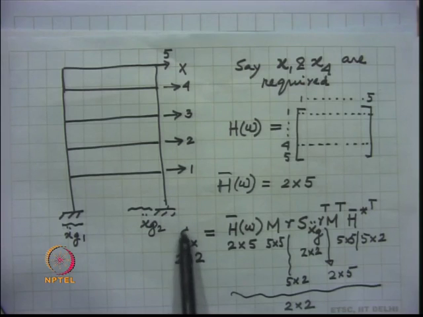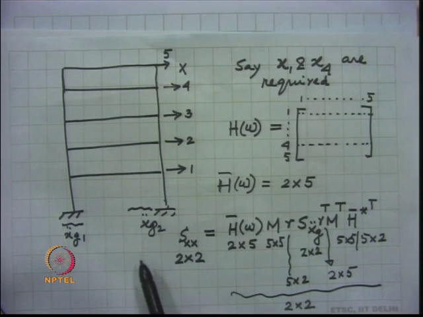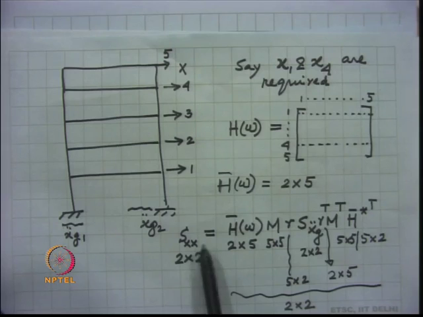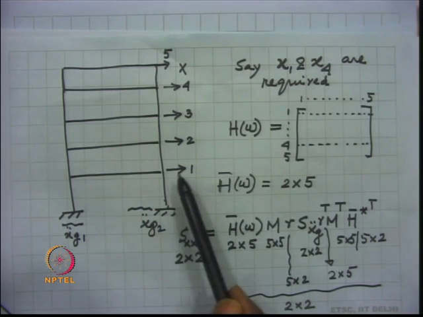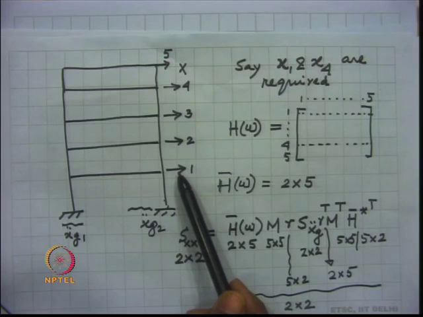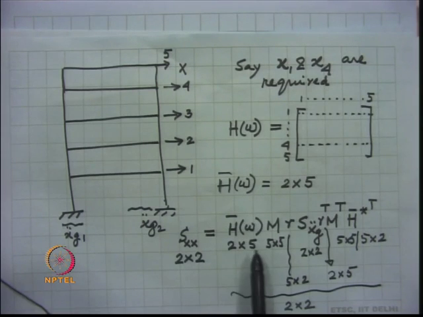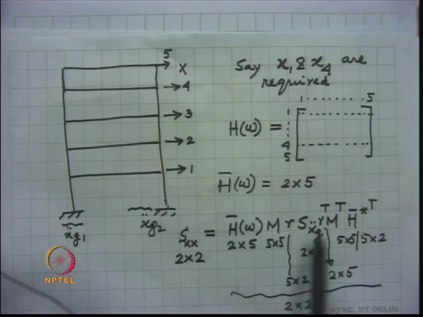Now, SXX will be a 2 by 2 matrix because we are only interested in the responses x1 and x4. The diagonal terms of this matrix would give you the power spectral density functions of 1 and 4, and the off diagonal terms will give the cross power spectral density function between 1 and 4 and 4 and 1. So, that is what the SXX matrix will represent.